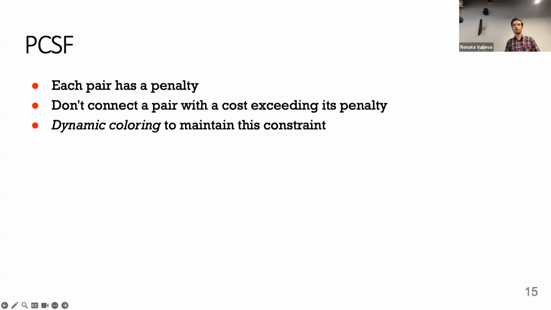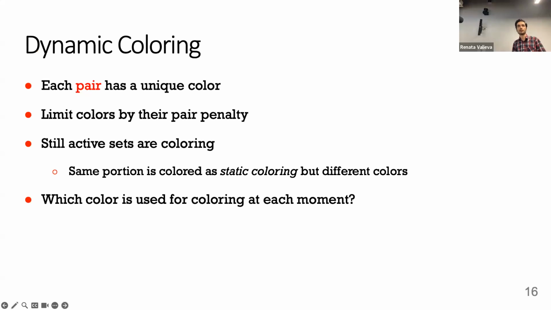Okay, so we want to define a new coloring that applies this constraint. So we define this new coloring, dynamic coloring. I'm referring to the coloring that Iman described for Steiner forest as static coloring, and this new coloring is dynamic coloring. Okay. So in the dynamic coloring, we have a unique color for each pair, and we want to add some limits for each color. So we say that we don't use the color of a pair more than the penalty of that pair.